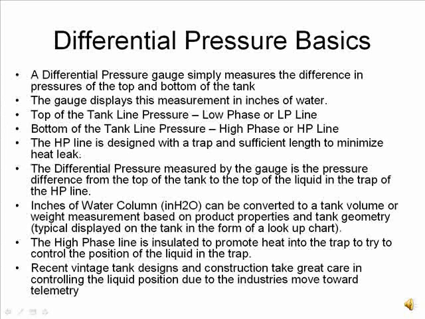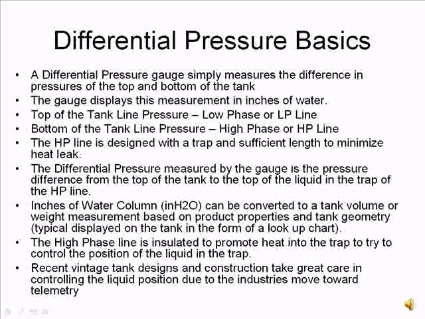The HP line is designed with the trap in sufficient length to minimize heat leak. The differential pressure measured by the gauge is the pressure difference from the top of the tank to the top of the liquid in the trap of the HP line. Inches of water column can be converted to tank volume or weight measurement based on product properties and tank geometry. It is typically displayed on the tank in the form of a lookup chart.